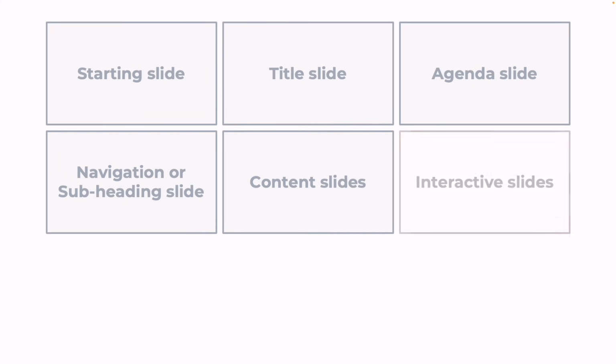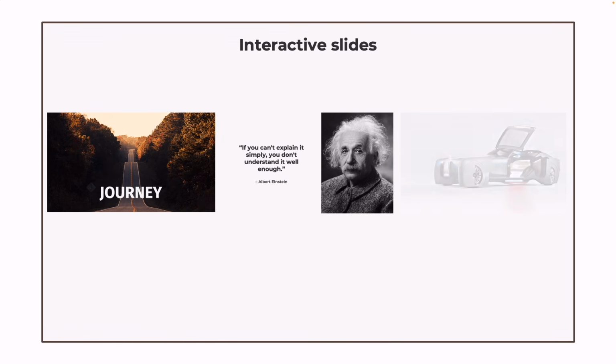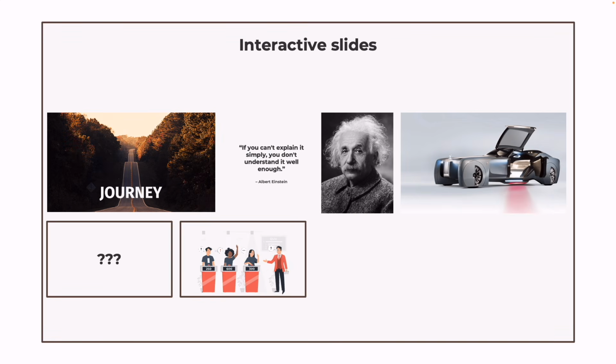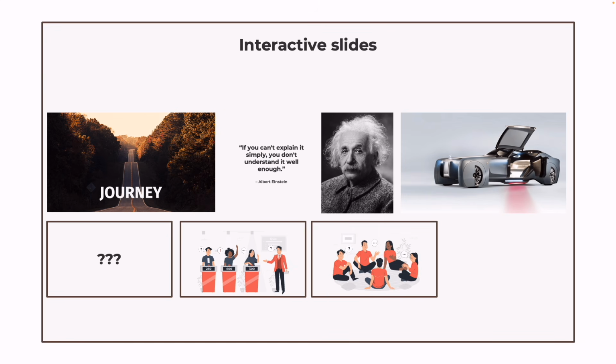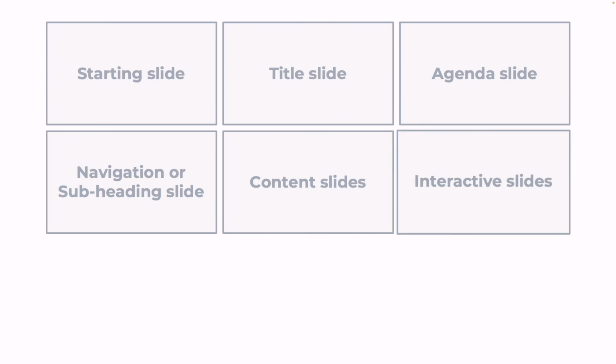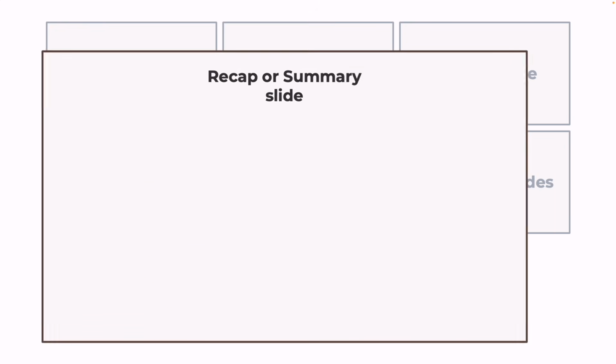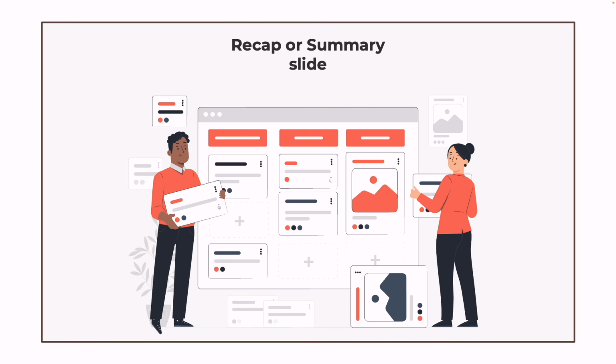A great way to keep your audience engaged is to use interactive slides. These can include a single word on a slide, quotes, conceptual images, questions, quizzes, or prompts for discussion to engage your audience and encourage participation, and it can also have video clips. Speaking of which, try to stick to no more than 2 to 3 minutes long videos, otherwise you risk losing your audience's attention. Towards the end of your presentation, you would usually include a recap or summary slide. This reinforces the key points from your session, ensuring the audience retains the critical takeaways.